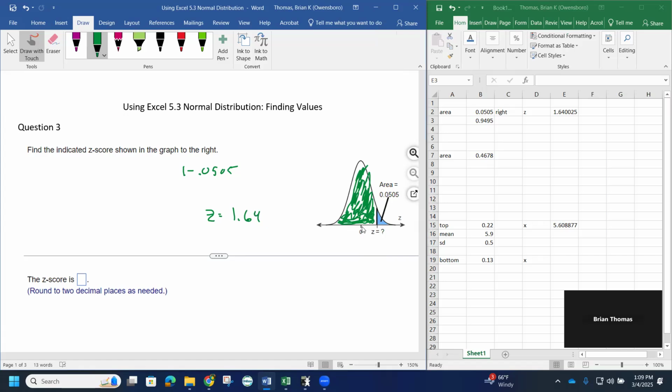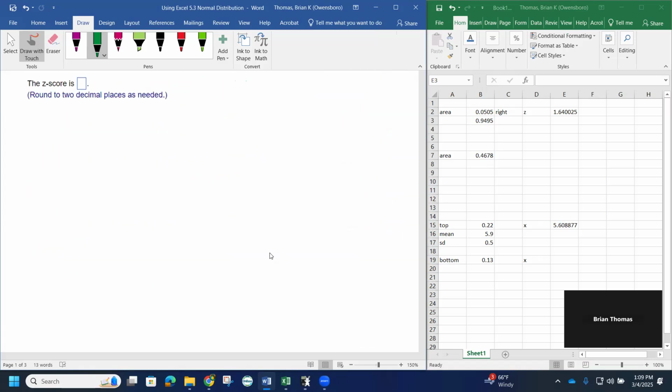Remember, if you go left of 0, the z-score should be negative. If we go right of 0, the z-score should be positive. So that looks about right, and I'm feeling pretty good about that answer. So the next example.